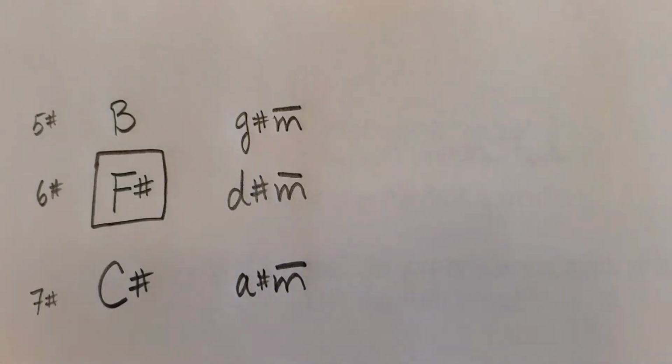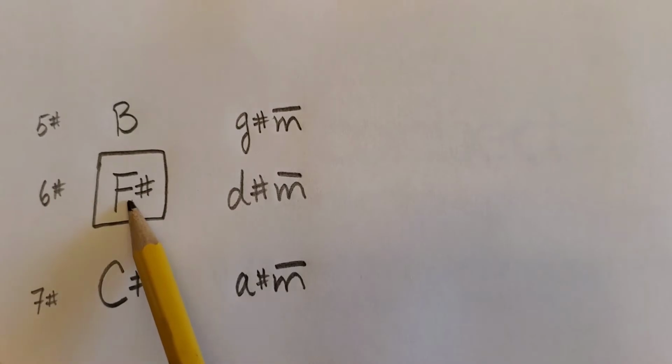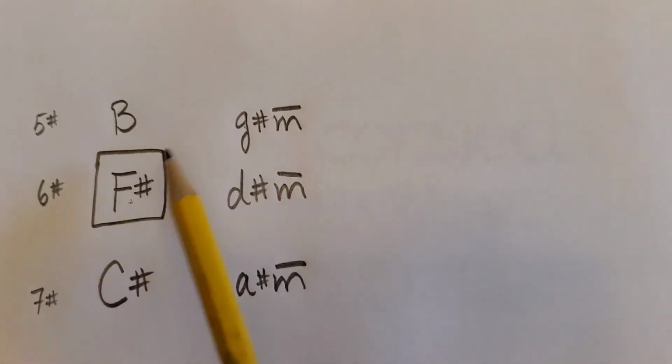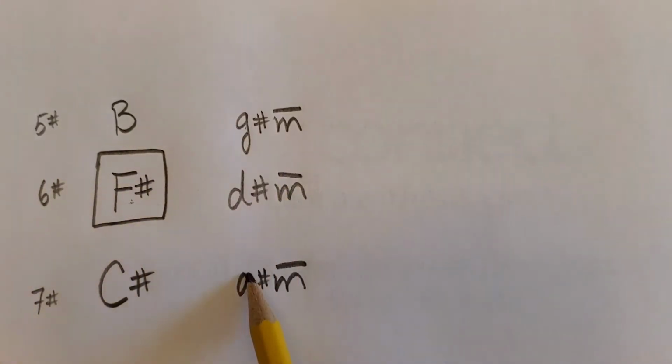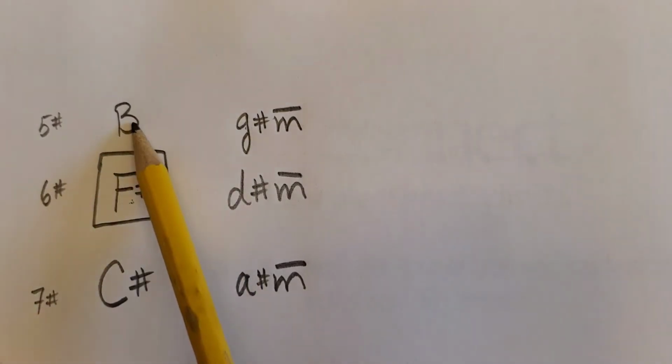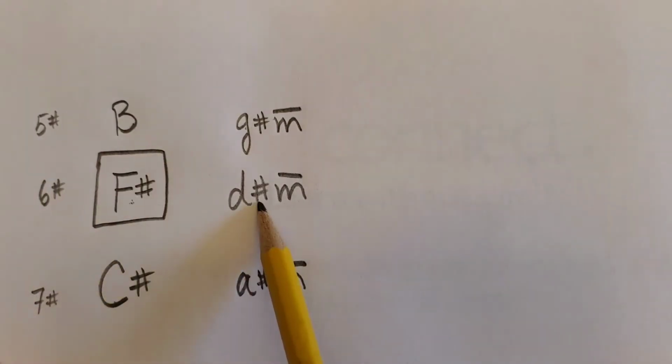Now, if you want to make sure you're correct, you can double check and say, here's the 1 chord in F sharp, 2 would be minor, 3 is minor, 4 is major, 5 is major, 6 is minor.